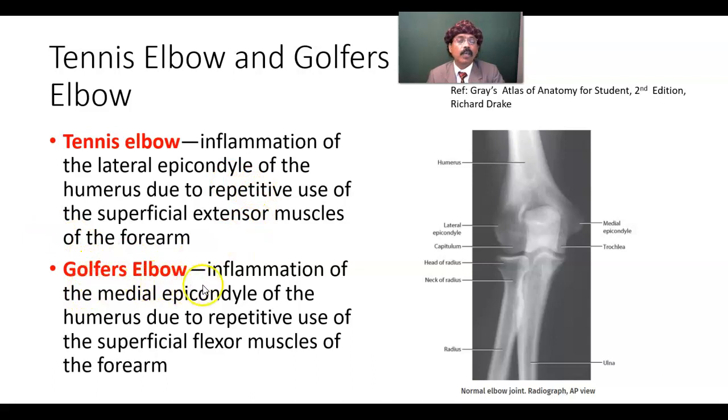Regarding golfer's elbow, again it is inflammation of the medial epicondyle of the humerus due to repetitive use of the superficial flexor muscles of the forearm. The superficial flexor muscles take origin from the medial epicondyle of the humerus. This is the medial epicondyle of the humerus. So it may be inflamed, its periosteum may be inflamed due to repetitive use of the superficial flexor muscles of the forearm, and the clinical condition is called golfer's elbow because it is seen typically in golfers.